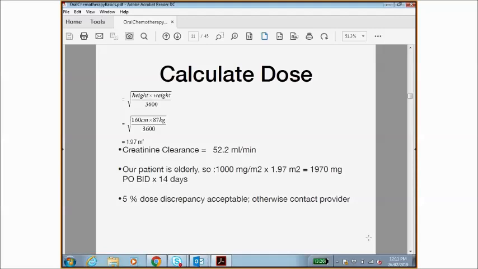If there is a dose discrepancy, we'll allow 5%, but if it's other than that, if the oncologist has come up with something that's not within that, always contact the provider. So if you're screening on a Saturday or something and you get an oral chemotherapy agent and you're not sure about the dose or that sort of thing, this is where you can go to look at the dose.